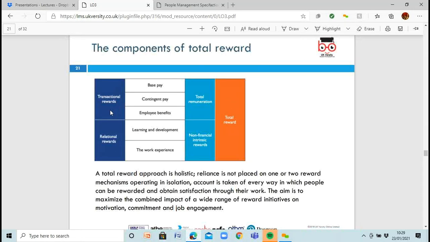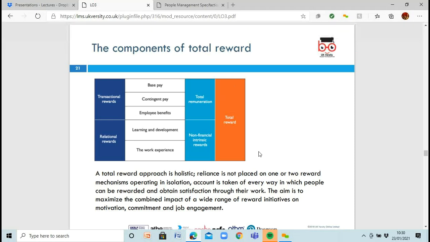And then the components of total reward, you've got transactional rewards, which are base pay, contingent pay, and employee benefits, and that works towards total remuneration. Then you've got relational rewards, which are learning and development and the work experience. And that's non-financial intrinsic rewards. That's what you're feeling in it. And all of that together works towards the same outcome, which is total reward.